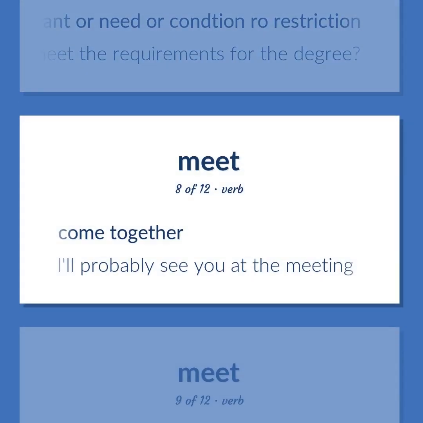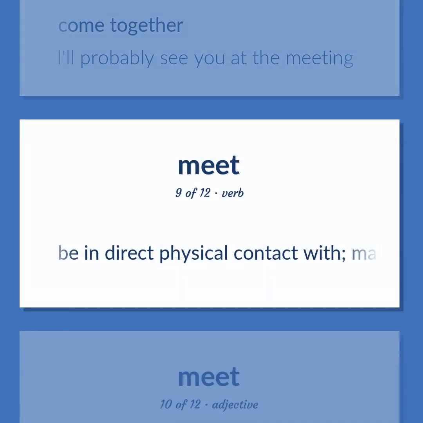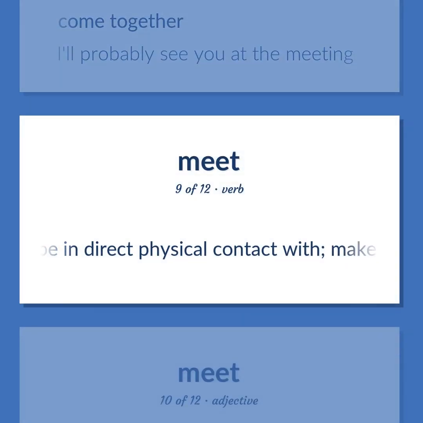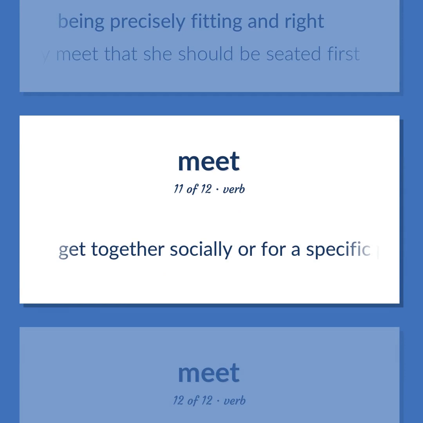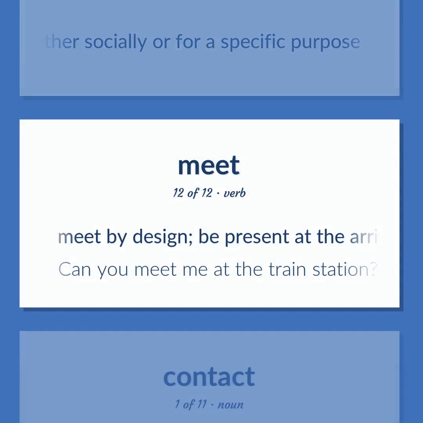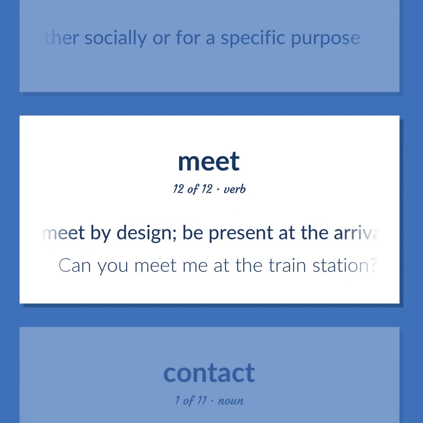Come together. I'll probably see you at the meeting. Be in direct physical contact with, make contact. Being precisely fitting and right. It is only meet that she should be seated first. Get together socially or for a specific purpose. Meet by design. Be present at the arrival of. Can you meet me at the train station?